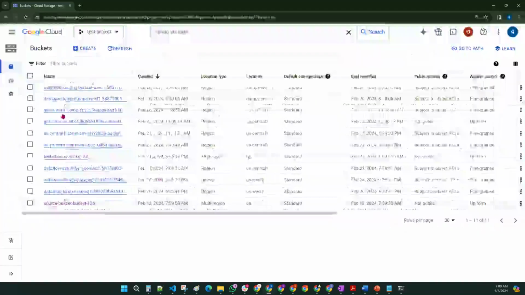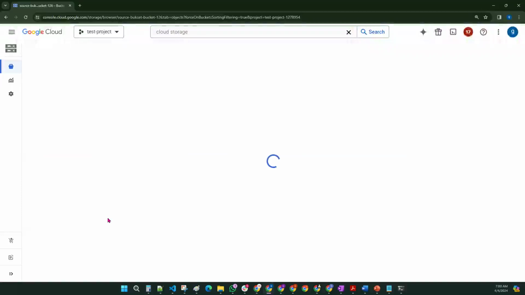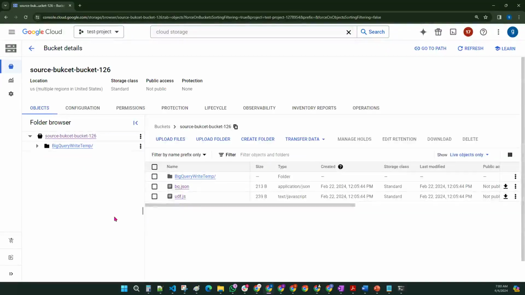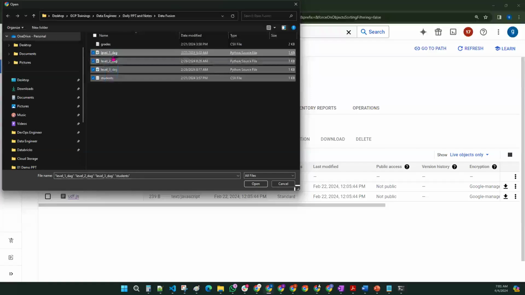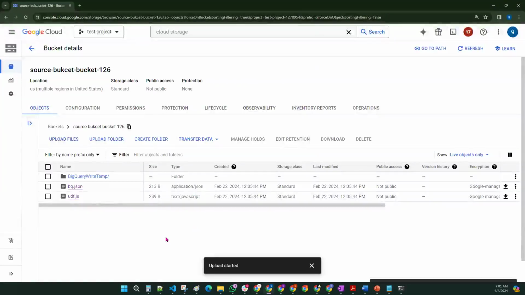See, for example, if I go here, I'm not sure whether I have the files or not. You see here, I can create some folders also. I can create .js files, JSON files. I can even upload multiple files. I can upload Python files, CSV files, anything. So you can upload it here.